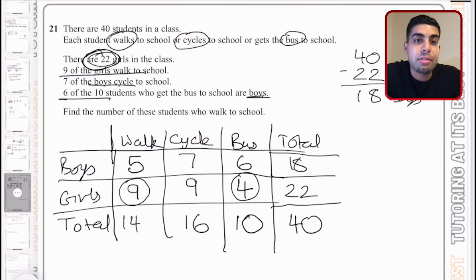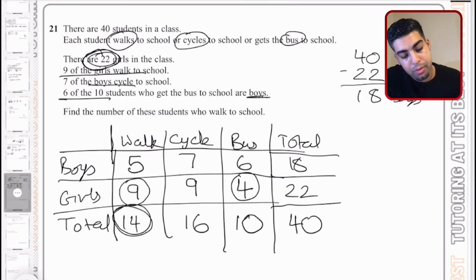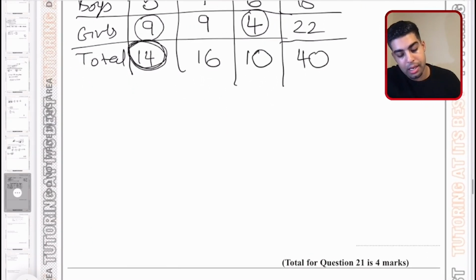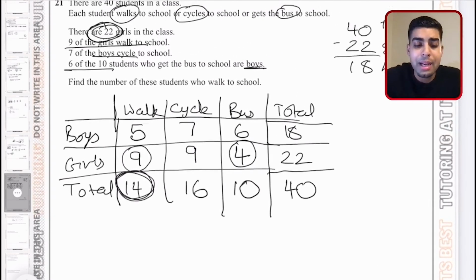And let's go ahead and answer our question, which was to find the number of these students who walk to school. And again, that is our 14 here. So we can scroll down and we can write 14. I hope that was clear.